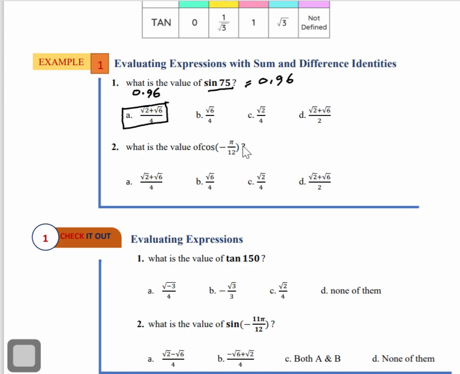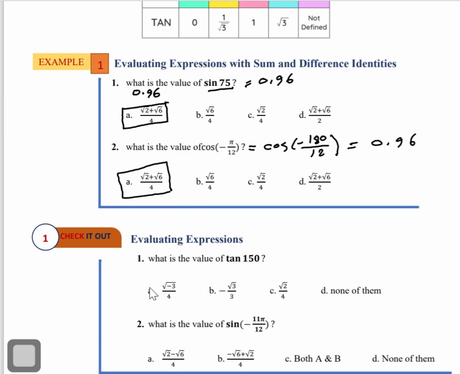For the second example, we have cosine negative pi over 12. Be aware that pi in cosine or trigonometric functions is 180. So you have to calculate it as 180. So it will be cosine of negative 180 divided by 12. Do it by a calculator, you will get 0.96 as well. So also branch A here is our right answer.